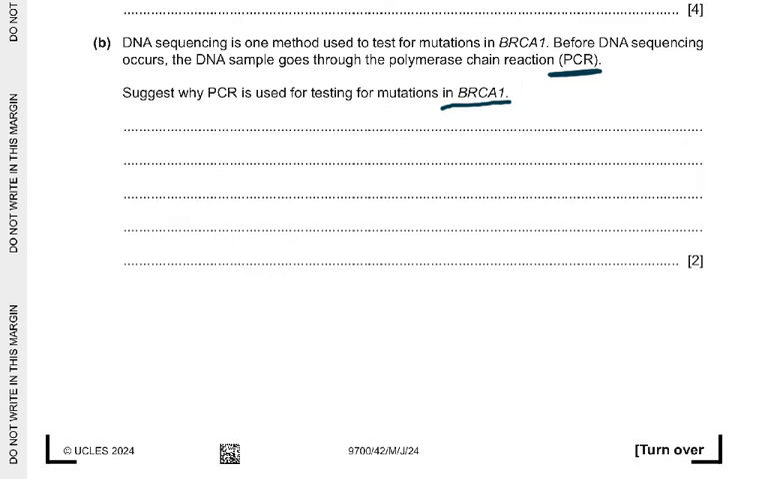It's one gene. So we want to amplify the DNA to find out if those mutations are present or not. So only a small amount of DNA is available, and PCR gives amplified DNA.